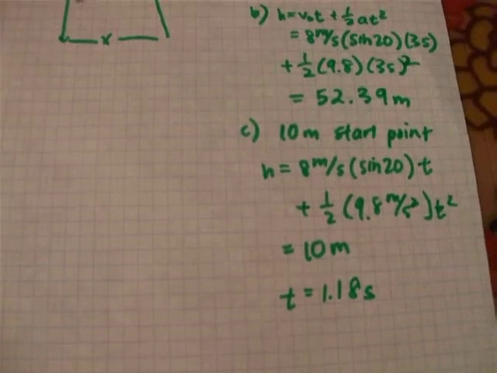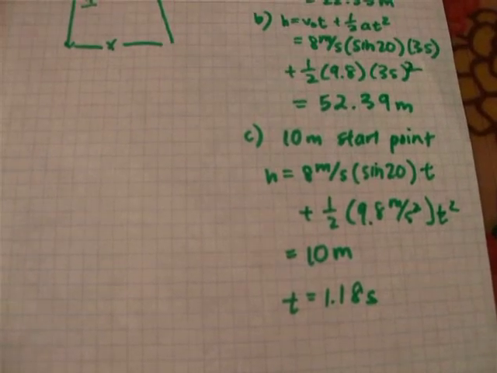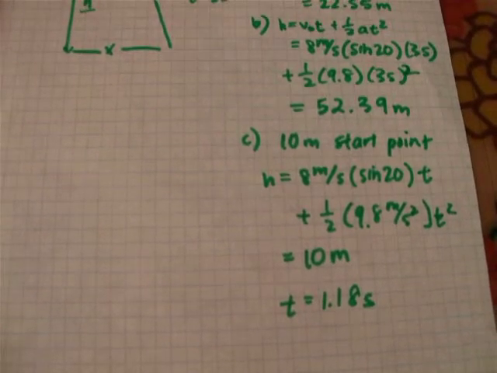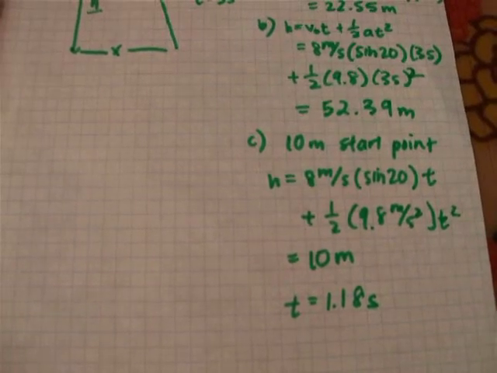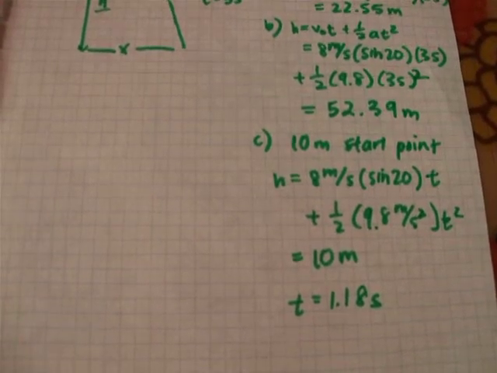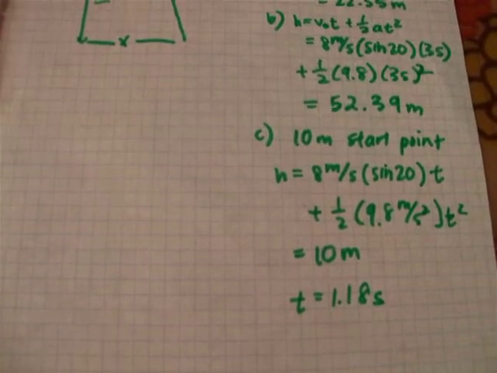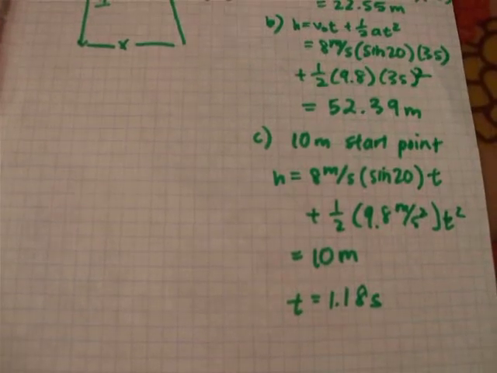So height equals 8 meters per second times sine 20 times t plus half of 9.8 meters per second squared times t squared. And we can set that equal to 10 meters, which is the distance traveled in the y direction. And you just plug that into your calculator. Hopefully you have a program, and you get t equals 1.18 seconds.